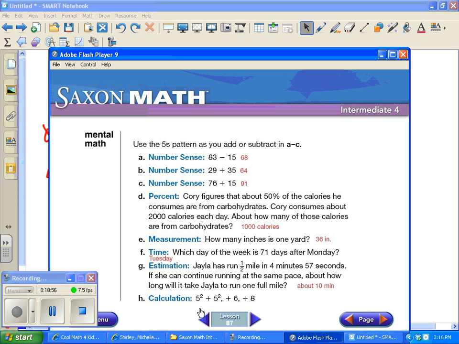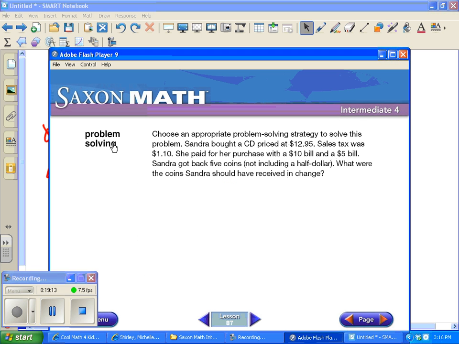And that's 25. So here we have 25 plus 25 would be 50, plus 6 would give us 56, divided by 7 is, divided by 8 is 7. That's called a Freudian slip when you let the answer come out accidentally. All right, here we go.